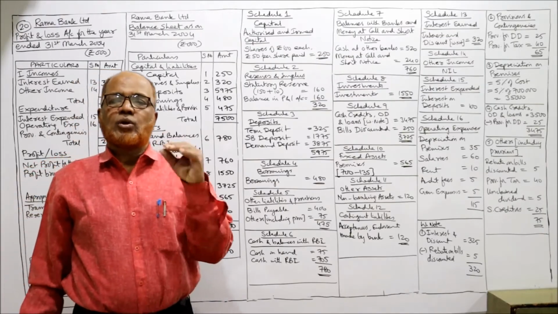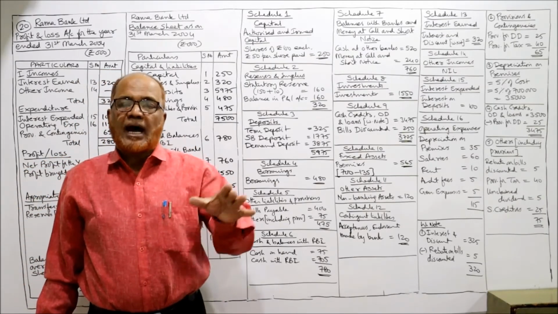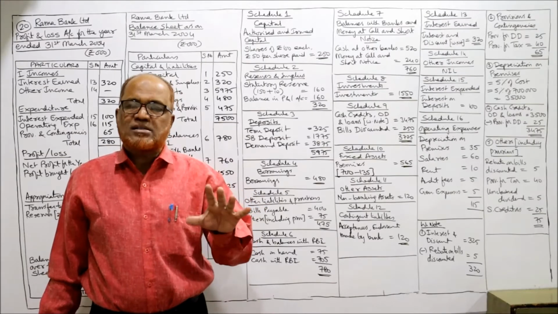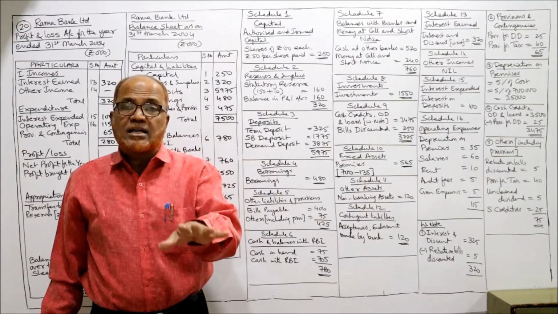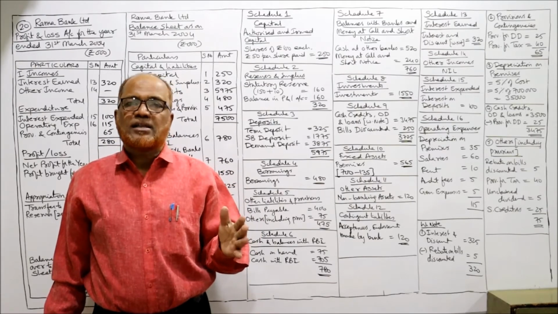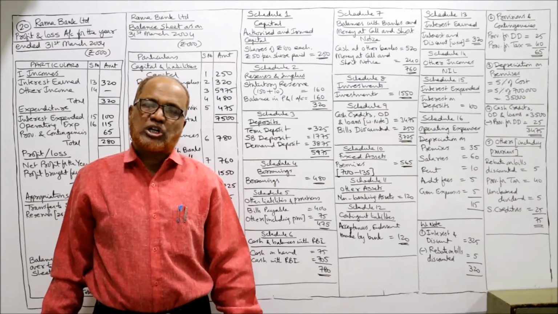Now one thing I want to repeat it again. The adjustment you should be careful. Remaining items, the trial balance items will appear only once. But adjustment items will appear twice. You should be careful. If you forget to take the second effect, definitely your balance sheet will not tally.